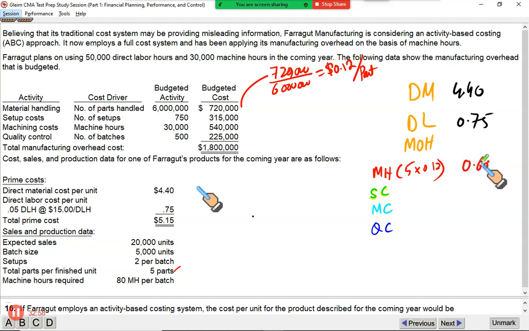Okay. Next we have the setup cost. Setup cost estimated is $315,000. And we should take how many setups? There are 750 setups expected. All right. So 315,000 divided by 750, it means it takes us $420 for each setup.